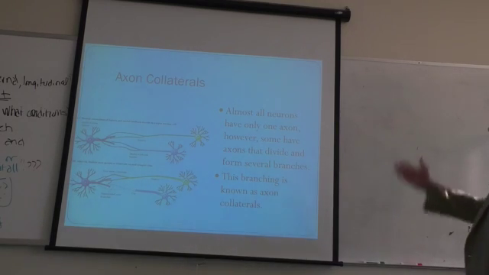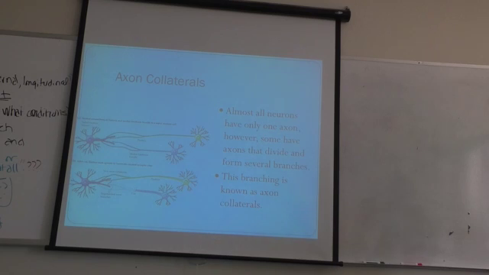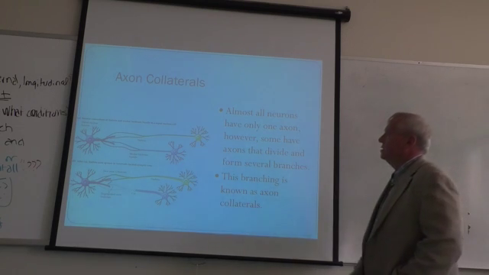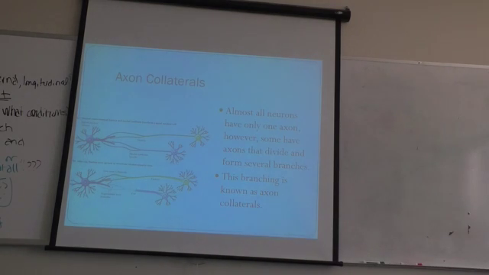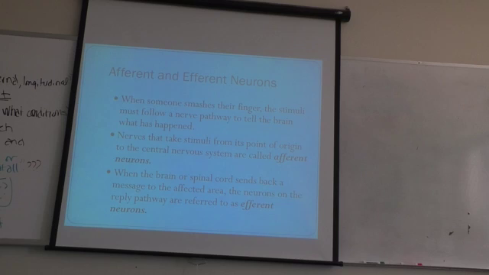Almost all neurons have only one axon. However, some have axons that divide and form several branches. This branching is known as axon collaterals. And that happens with neurons as well, obviously.